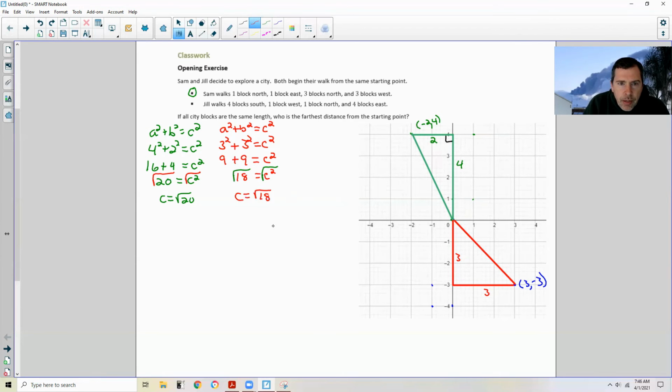Okay, well, the square root of 20 is greater than the square root of 18. So Sam walked the furthest distance from the starting point.